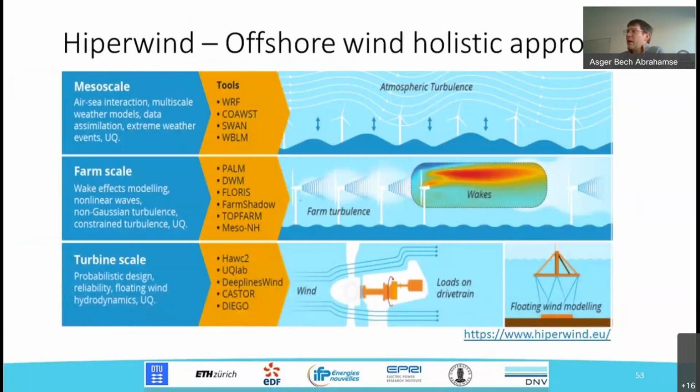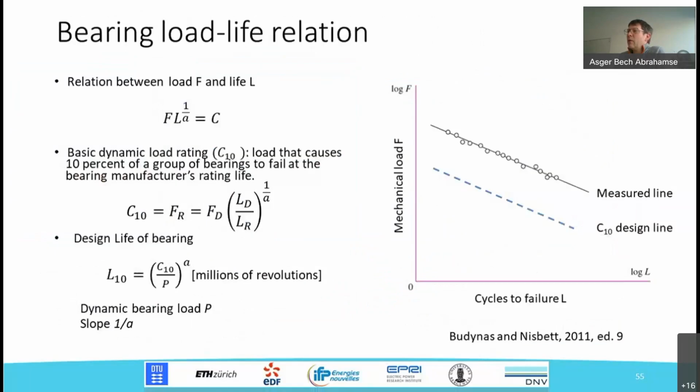But just to get a feeling of what we need to do, the bearing load-life relation looks like a graph you could represent like this. You have the mechanical load on a bearing on this axis, and the number of cycles this bearing will last before it fails. It will probably fall on this kind of line, which is described by a power law relation. If you measure a huge number of bearings at different load levels, you would probably be able to fit a line to it that looks like this.